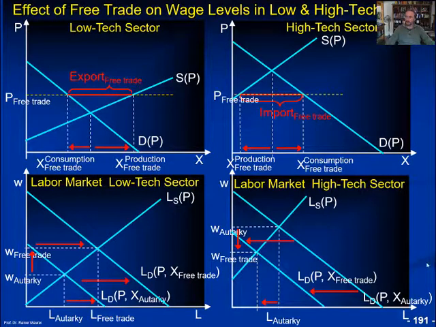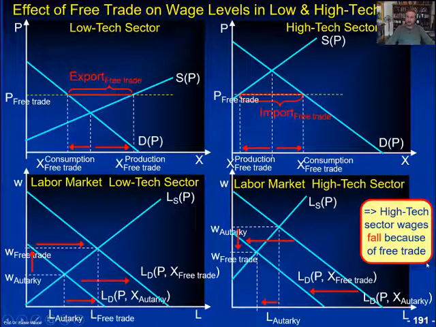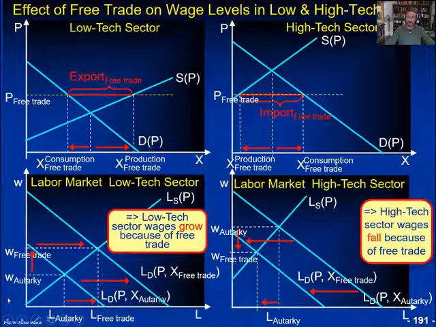To sum up, high-tech sector wages for high-skilled workers fall because of free trade in developing countries. However, the majority of workers in developing countries are low-skilled workers, and their wages grow because of the introduction of free trade. So this economic theory tells us that free trade causes on average higher wages in developing countries, because the wages for the majority of all workers get larger.